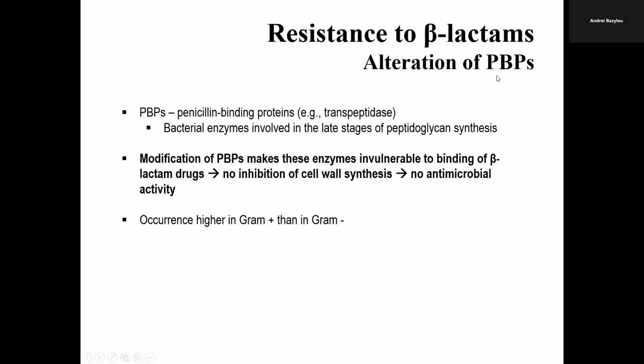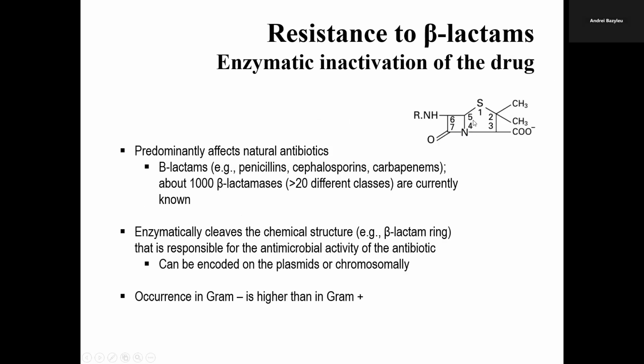I'll explain later what the PBPs are. So enzymatic inactivation of the drug, as the name suggests, is bacteria secreting the enzymes that will cleave the chemical structure of the antibiotic. The ring on the left that I'm highlighting here is the beta-lactam ring.